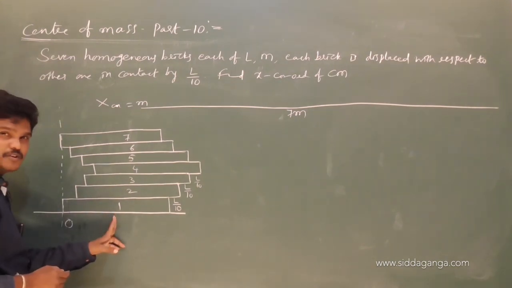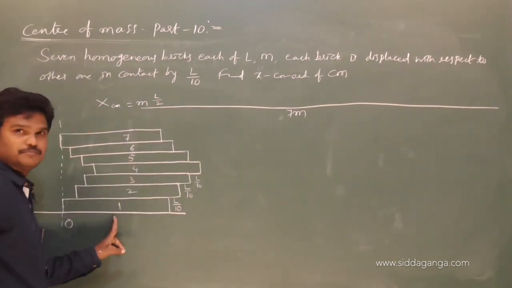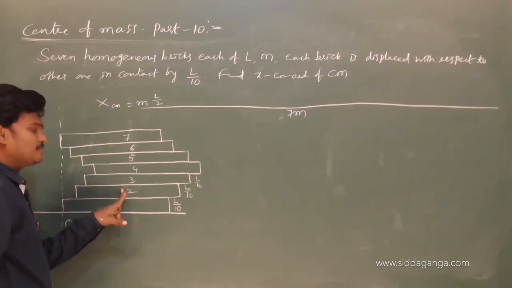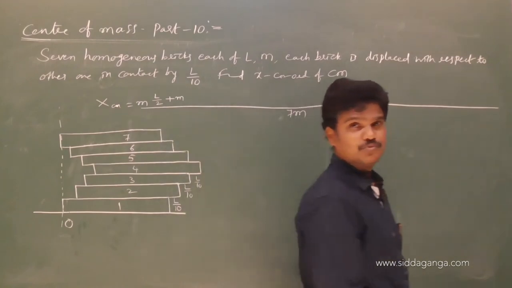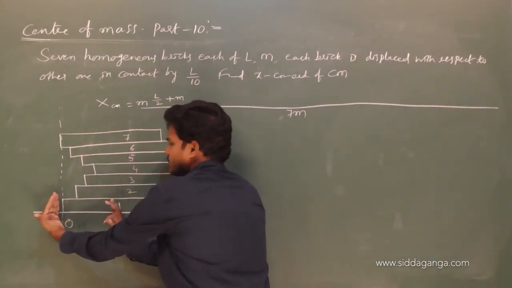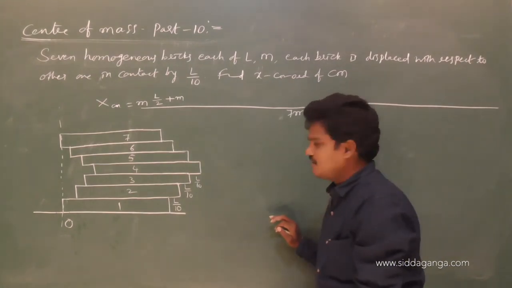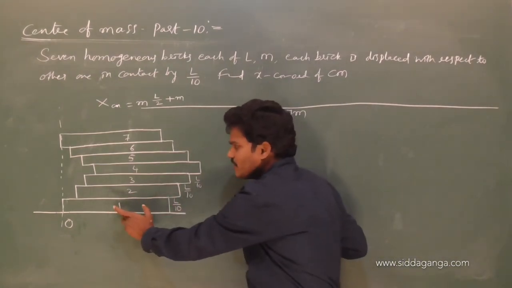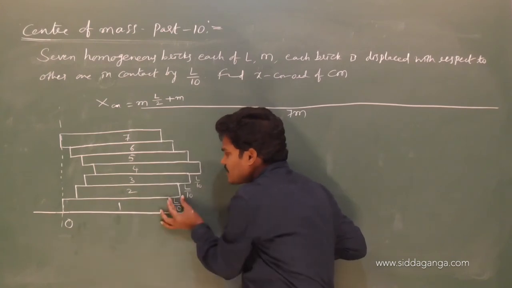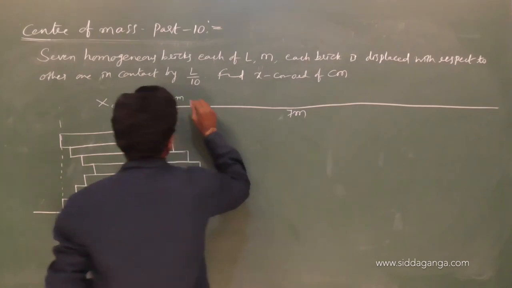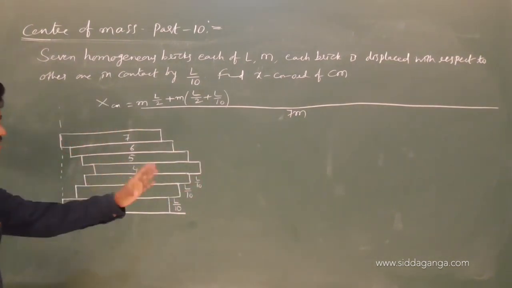x1: the center of mass of the first part is L by 2. So m into L by 2 is m1x1. Coming to the second, m2x2. What is x2? Identify it from this O. For the first one it is L by 2, for the second one how much? L by 2 plus extra. How much is it extended? L by 10. The center of mass of the first block is L by 2, the second block is extended by L by 10, so the second block is L by 2 plus L by 10. Got it? Can anyone give the third one?